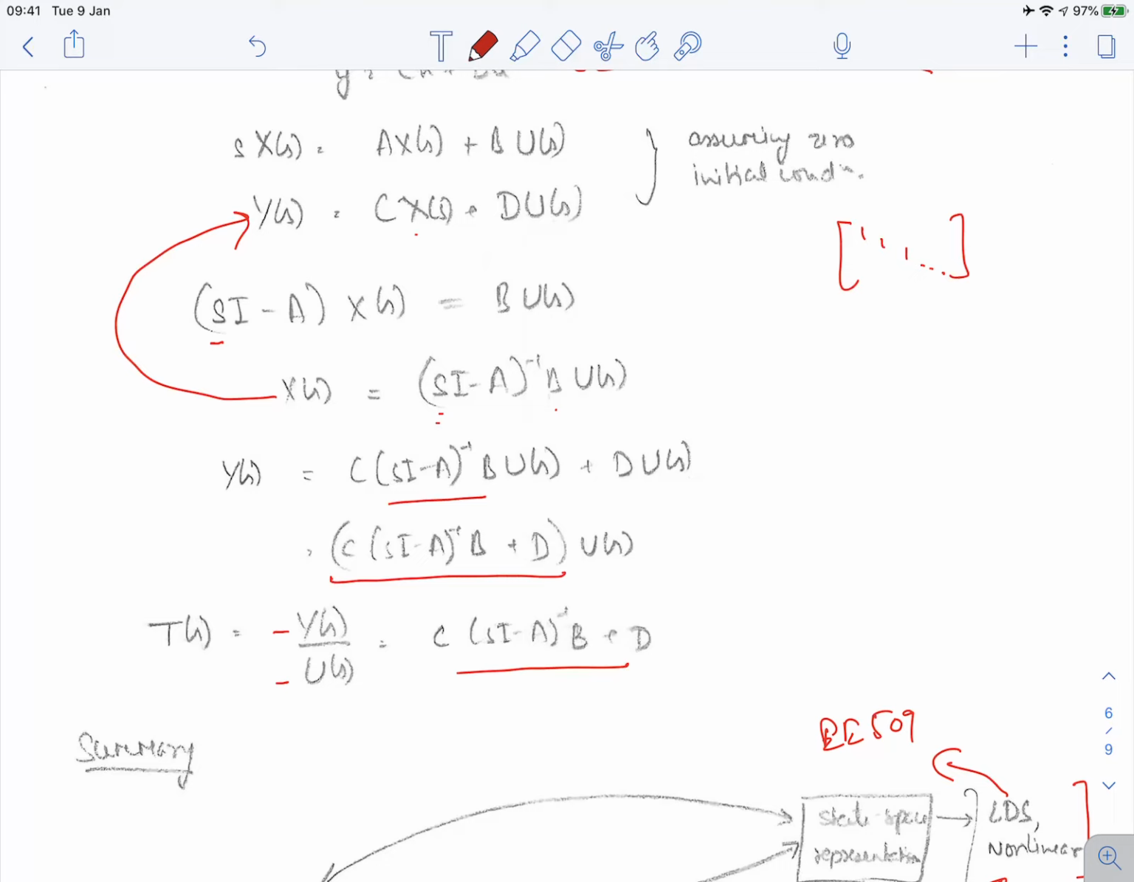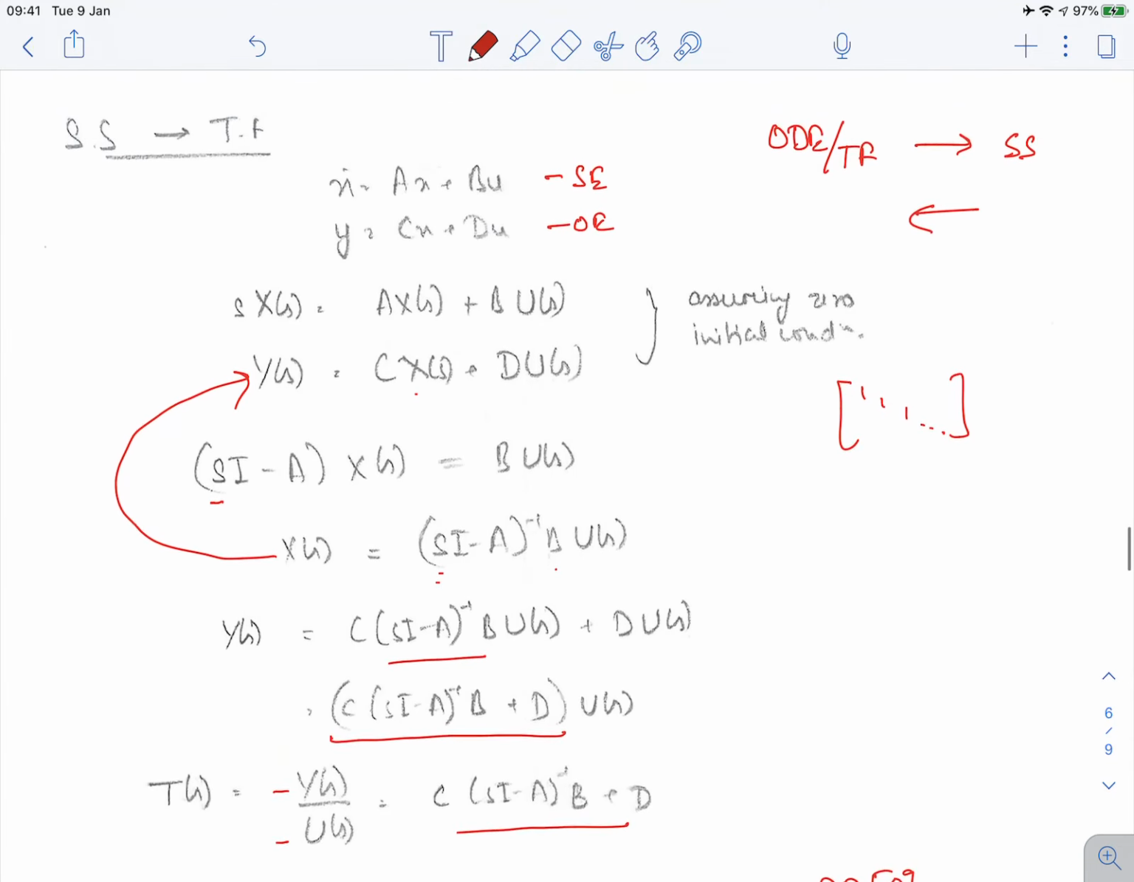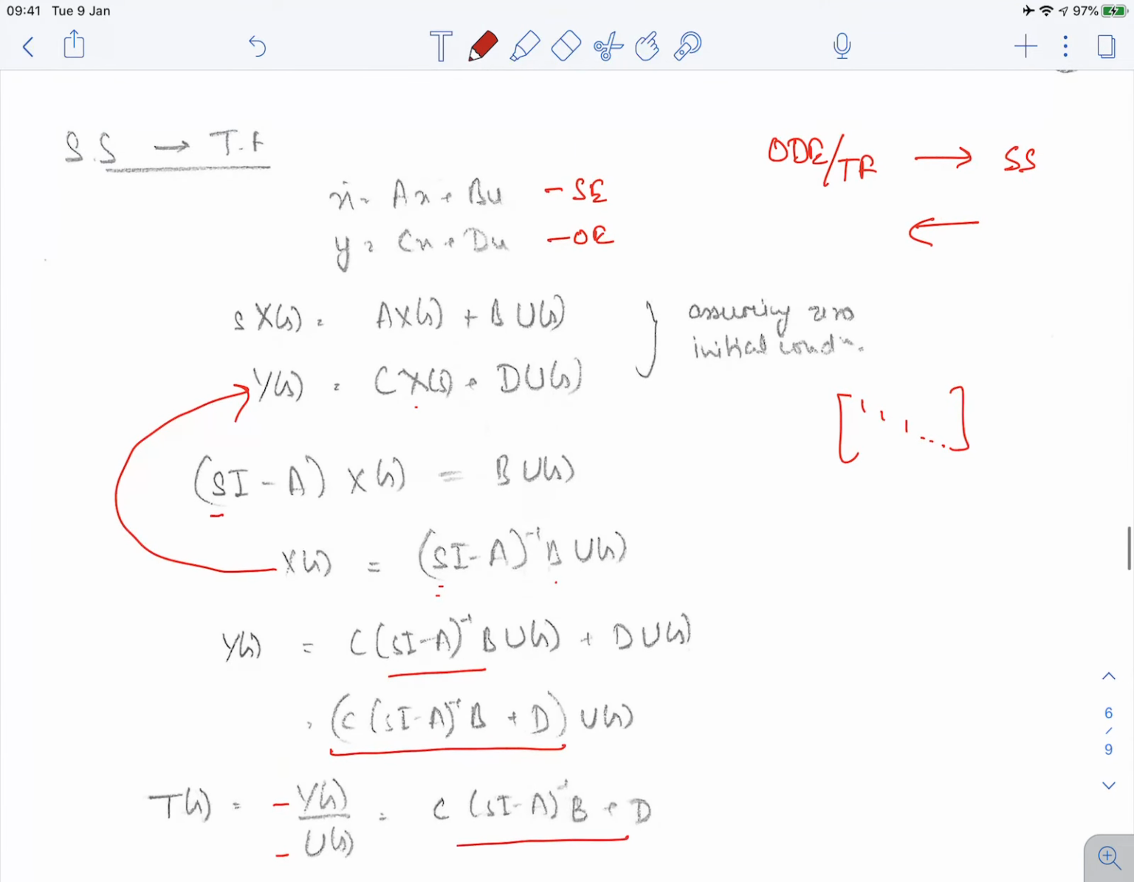Okay, now if you have some initial conditions also, then it is not a difficult task to obtain the transfer function. You would have an extra term associated with that initial condition. So this is, you can follow.